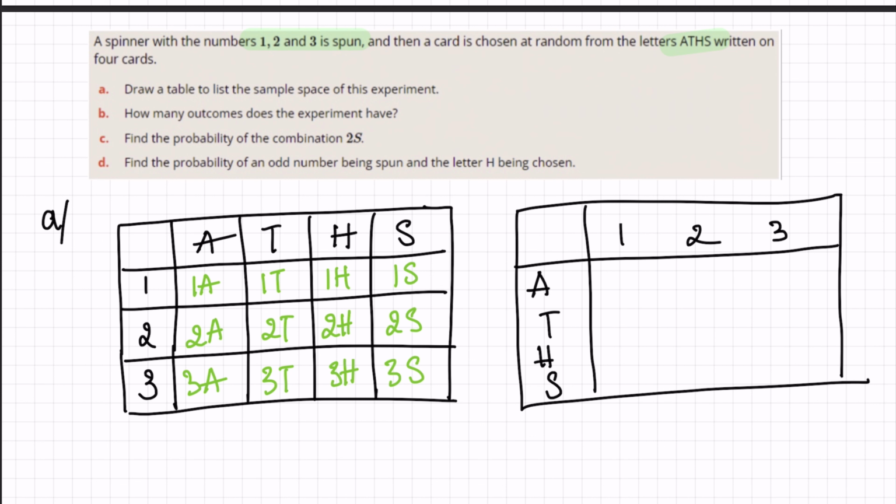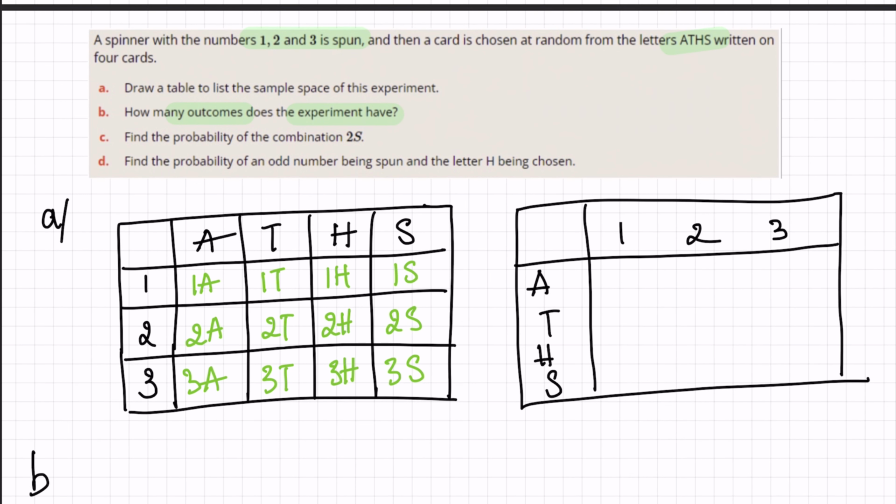Anyway, all good. So how many outcomes does the experiment have? For part B, I highly recommend you just count all the possible outcomes here. You can see that there are 1, 2, 3 here and 1, 2, 3, 4 here. So the total of possible outcomes is 3 times 4, which equals 12 possible outcomes.